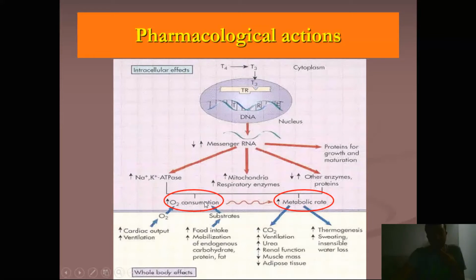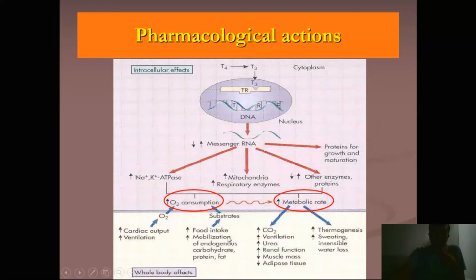Oxygen demand is increased. Once demand has increased, supply also needs to be increased. That's why the heart needs to work more, and heart rate has to be increased. So what is the physiological effect of thyroid hormone? The heart rate gets increased. Similarly, to supply the oxygen, the ventilation, that is the rate of respiration, also needs to be increased. The second very important effect of thyroid hormones: heart rate increases, cardiac output increases, the rate of respiration increases.